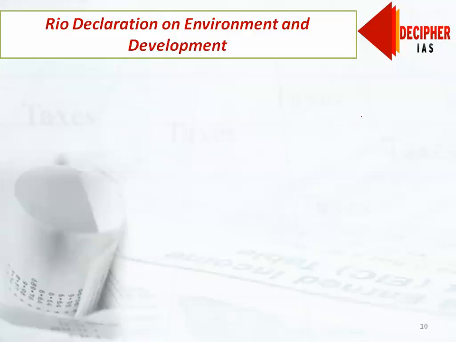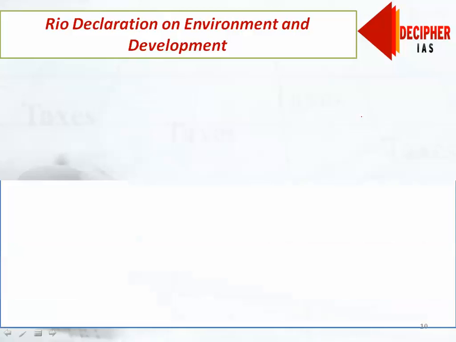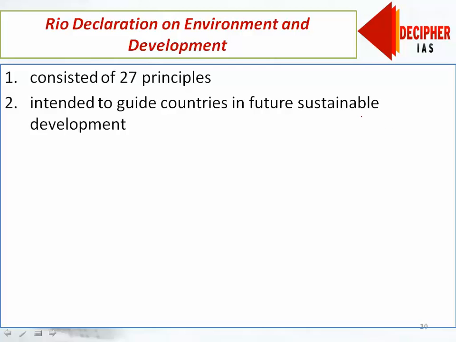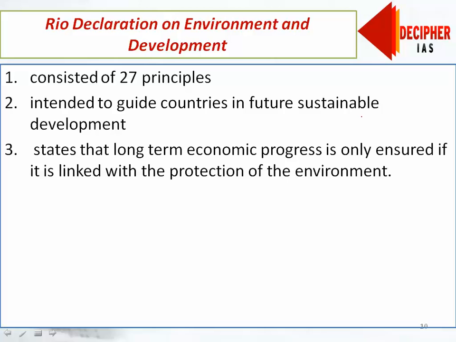Now coming to the Rio Declaration on Environment and Development. Now it consisted of 27 principles which were signed in this Earth Summit. Now it was intended to guide countries in future sustainable development. So it states that long-term economic progress is only ensured if it is linked with protection of the environment. That is, a balance needs to be achieved. We need to achieve a balance between economic progress and environment.